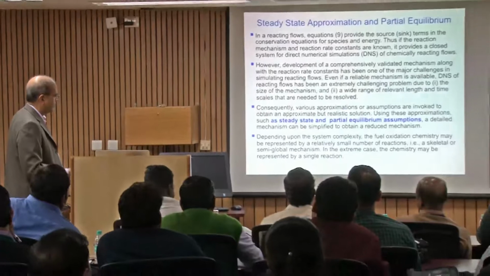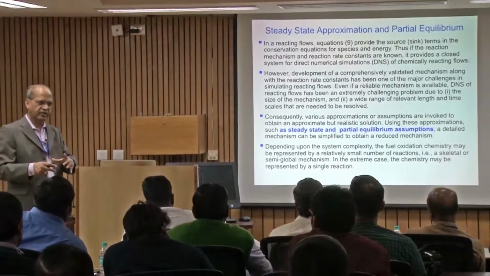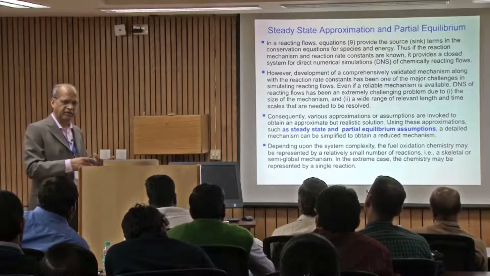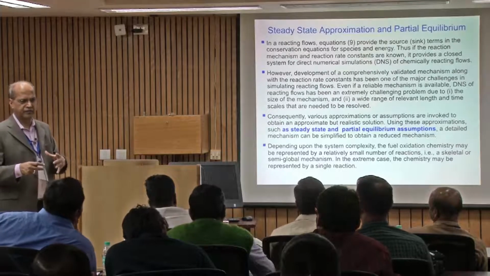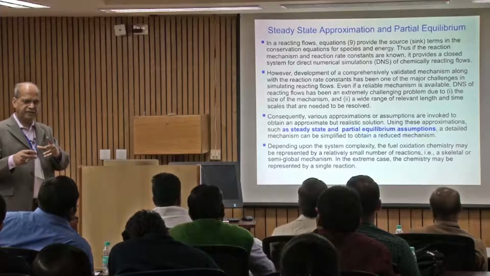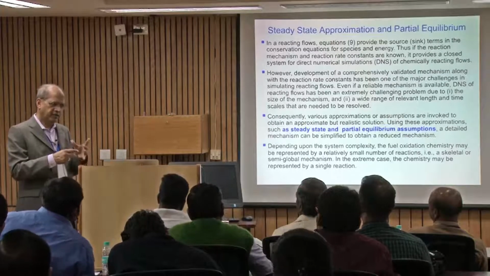The other thing is partial equilibrium. Partial equilibrium deals with the actual reaction. There we say that the forward reaction rate is balanced by the backward reaction rate for a reaction, not for the species. So you have to understand the difference between the steady state approximation for a species and partial equilibrium for a reaction.